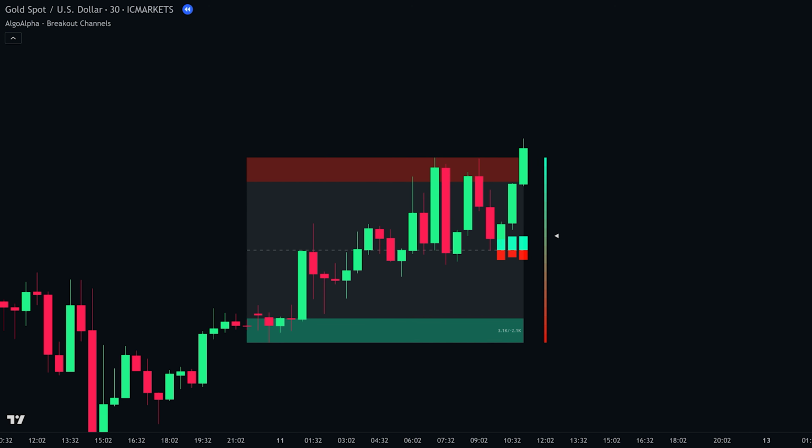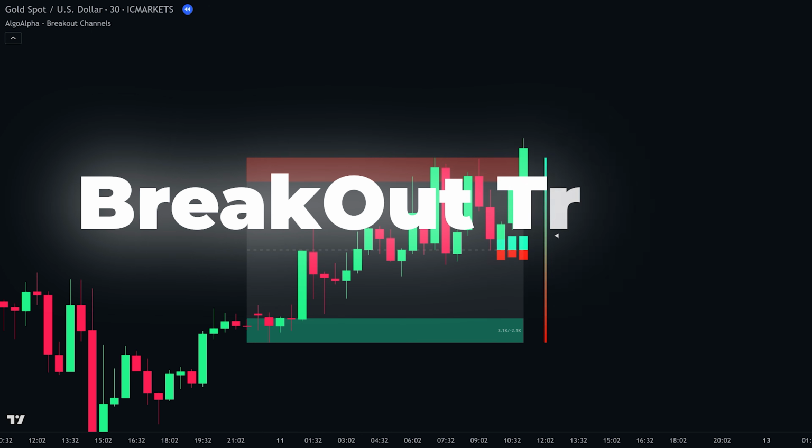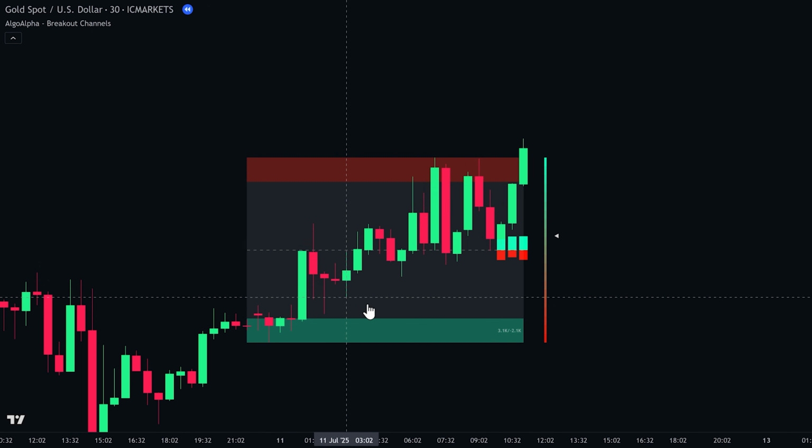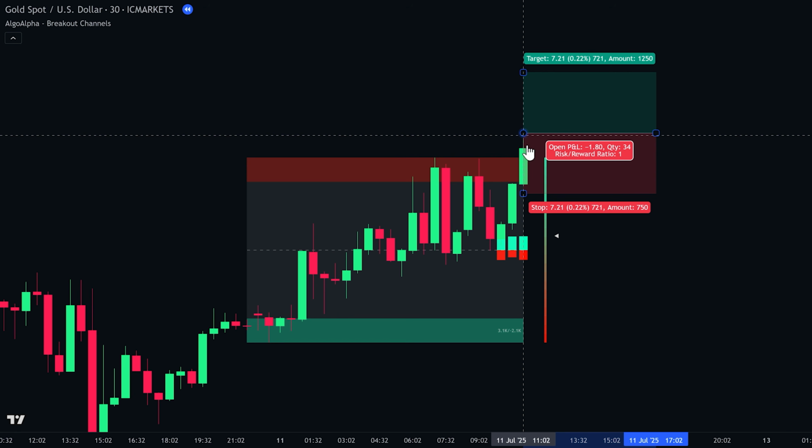Next, trade examples. Let's start with the most straightforward setup, the breakout trade. When price consolidates and the Smart Money Breakout Channels indicator draws a clean range, you're looking for a strong candle to break out of that box. If price closes firmly above the top boundary and the volume gauge shows strong buy pressure, that's a bullish breakout. You enter a buy on the very next candle.